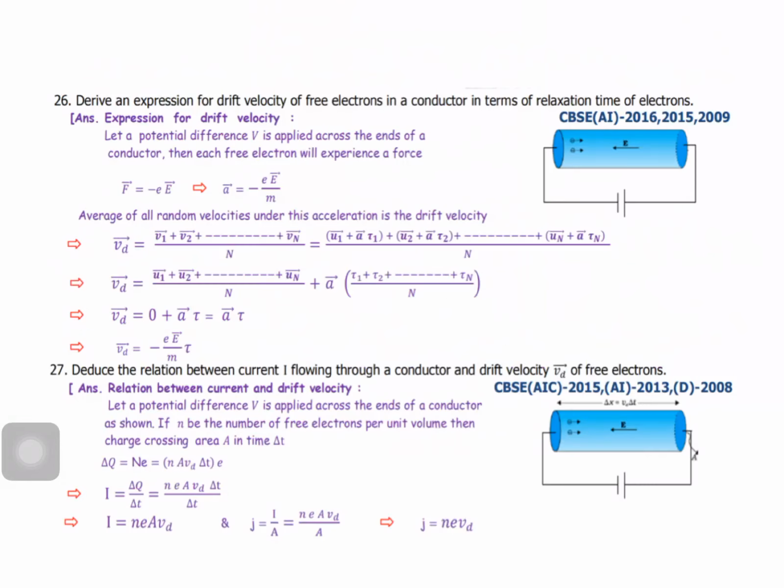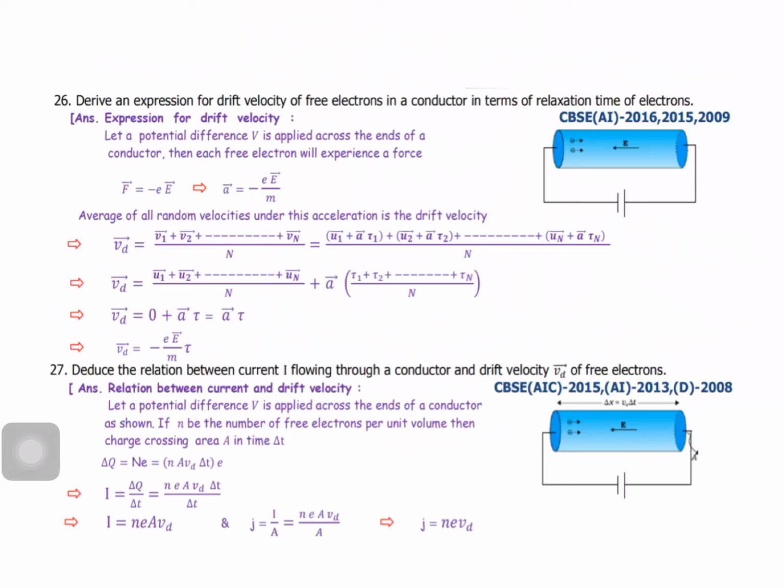And next question: derive an expression for the drift velocity of free electrons in a conductor in terms of the relaxation time of electrons. You know the definition of drift velocity, and from that one can derive the expression. No need for any definition, we are asked only for the derivation.